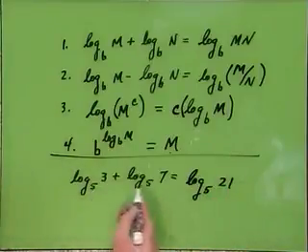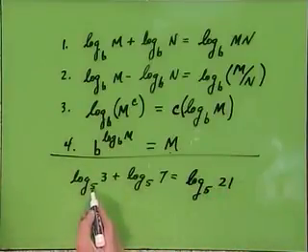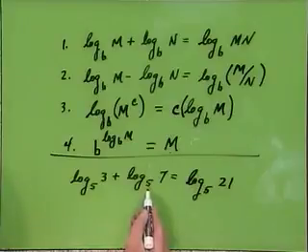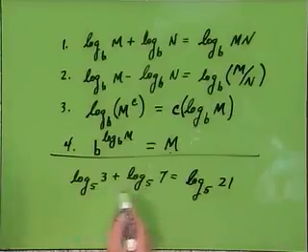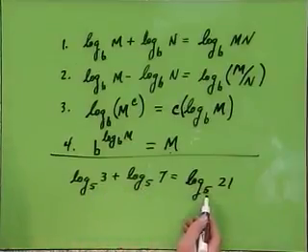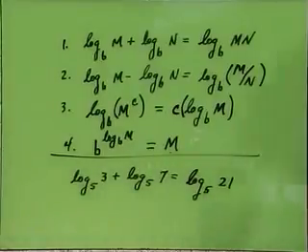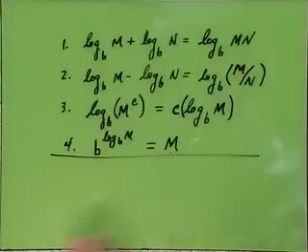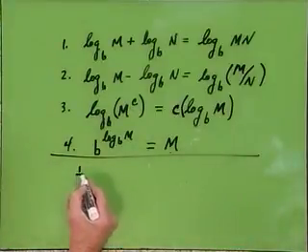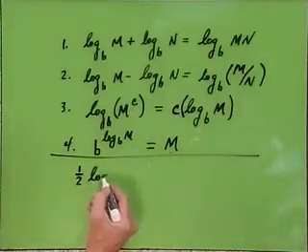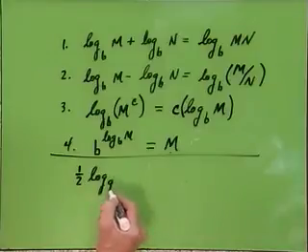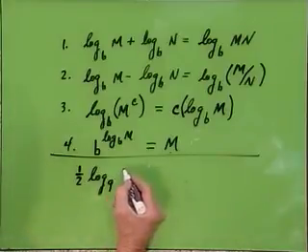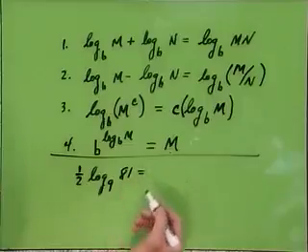Now, you notice these two bases have to be alike. If this had been base 5 and this had been base 3, then I wouldn't be able to combine them. They have to be the same base, and I get that base in the answer, but I get the product. Okay, very good. Another question might be, what is 1/2 the log base 9 of 81?